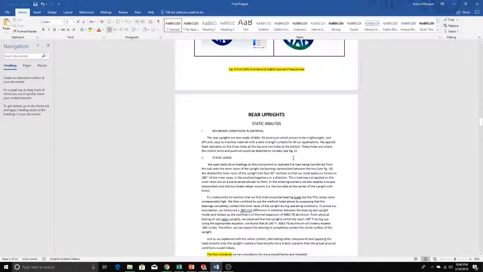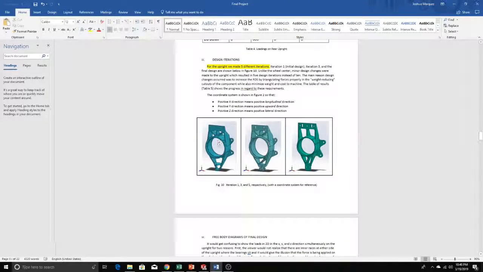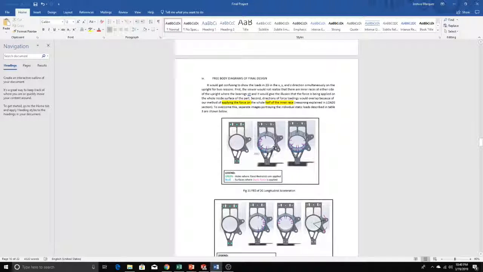For our rear upright, we had three design iterations pictured, even though we conducted 5 design iterations. So here's the initial one, an intermediate one, and our final design iteration. Free body diagrams, same as wheel centers. We used green to denote where the fixtures are applied. So there's 3 holes at the top and 2 holes at the bottom where tabs are going to be mounted, to which control arms and our push rod attaches.